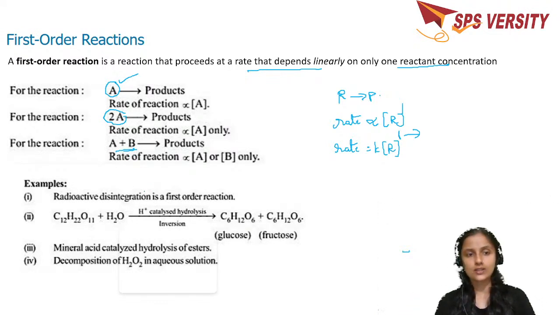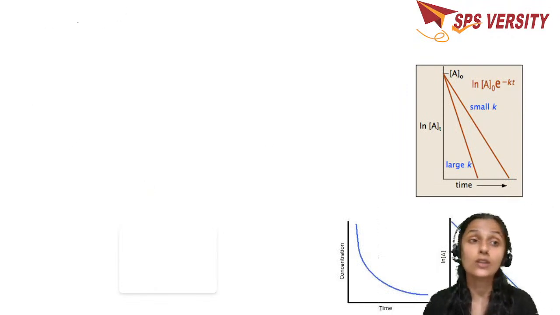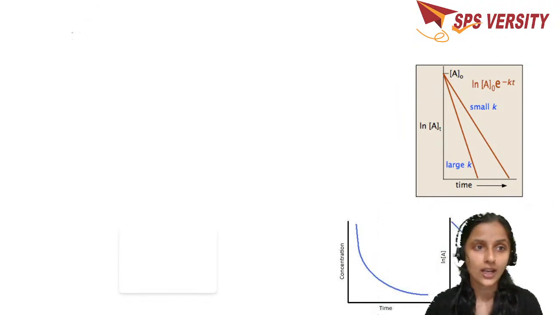For example, all radioactive decay follows first order kinetics. Then the hydrolysis of sucrose, the hydrolysis of esters, and the decomposition of hydrogen peroxide in aqueous solutions all follow the first order reaction. Let us find an equation for the rate constant of a first order reaction.